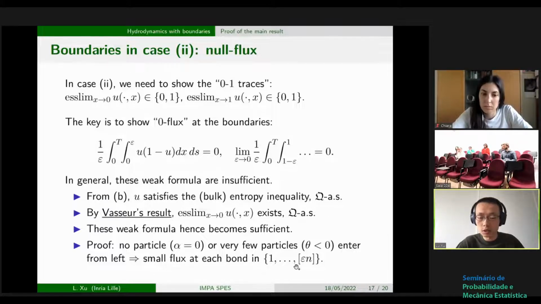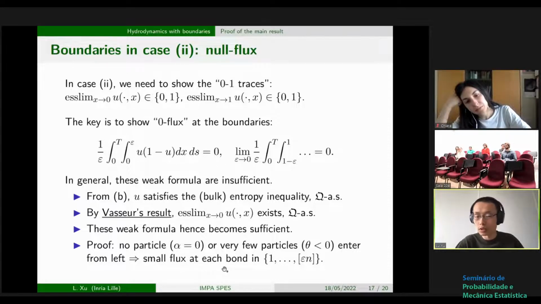Then I take the average of the flux, and I should get some integral like this. So here I have the limit epsilon to 0, and this thing should be small. And okay, so this is a proof for case 2.